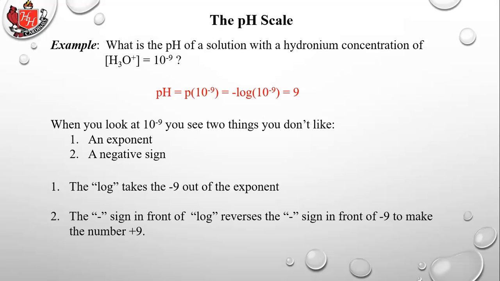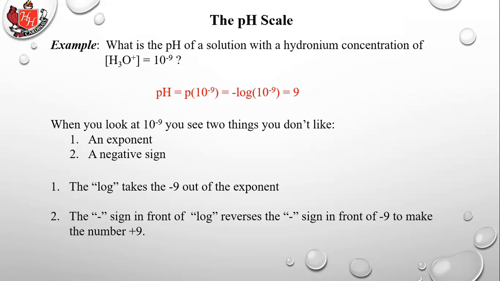For example, what is the pH of a solution with a hydronium ion concentration of 10 to the minus 9? So you simply take the P of 10 to the minus 9, which means the negative log of 10 to the minus 9, and that simply equals a nice integer number, 9.